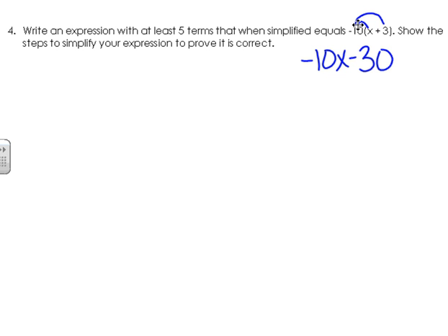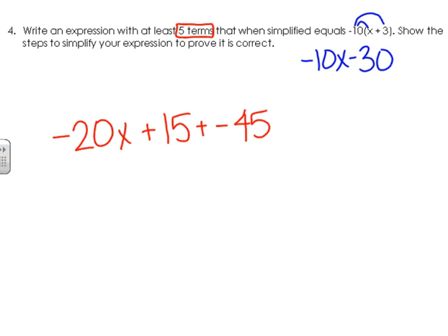So you can come up with whatever sequence of events you want as long as it simplifies to that. Pick some of your favorite numbers, try to be a little bit creative. Just as one example, I hope you don't use mine, but as one example, on at least 5 terms, I could do negative 20x plus 15 plus negative 45 plus 5x plus 5x. So this is a really simple one.